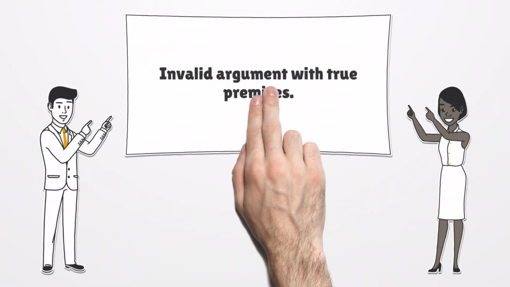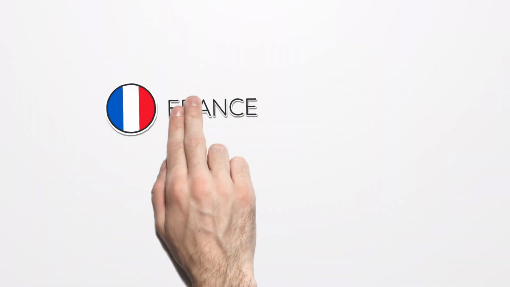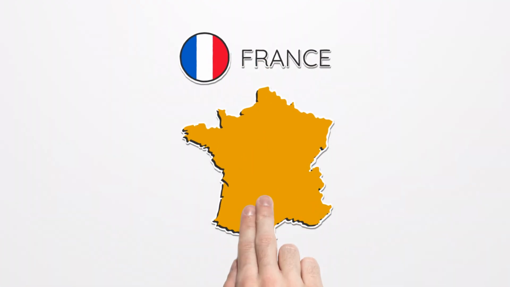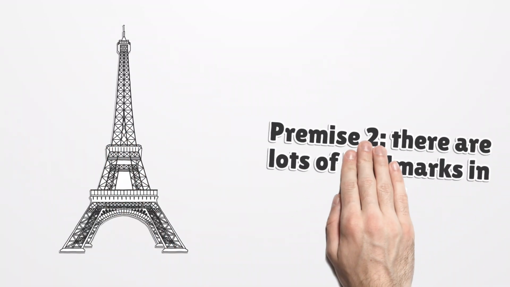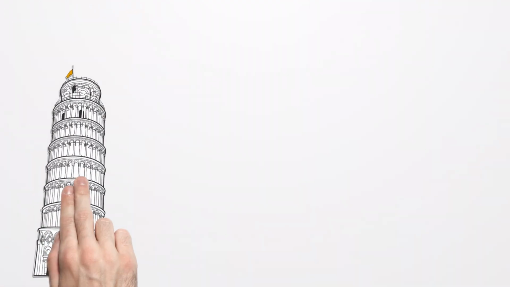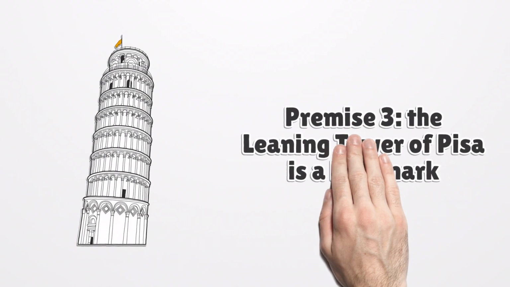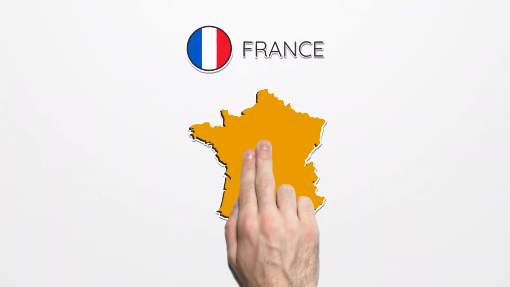Here's an example of an invalid argument with true premises. Premise 1, Paris is in France. Premise 2, there are lots of landmarks in Paris. Premise 3, the Leaning Tower of Pisa is a landmark. Conclusion, the Leaning Tower of Pisa is in France.